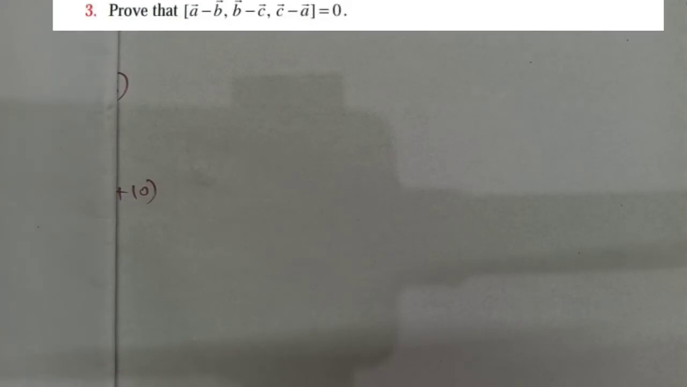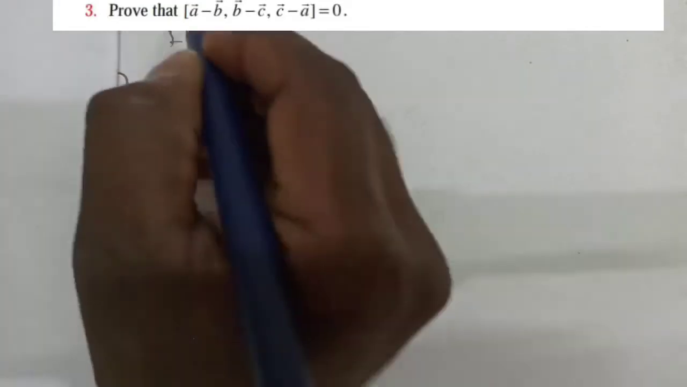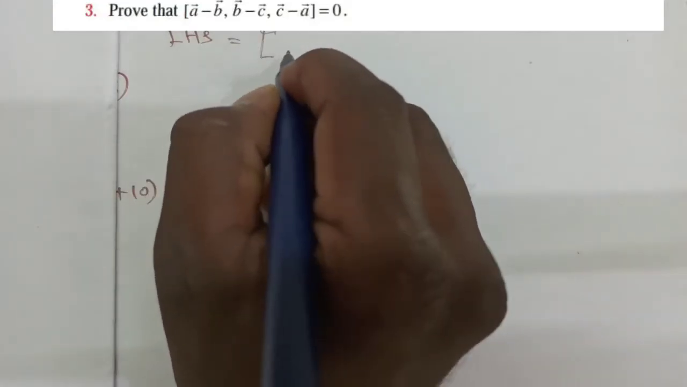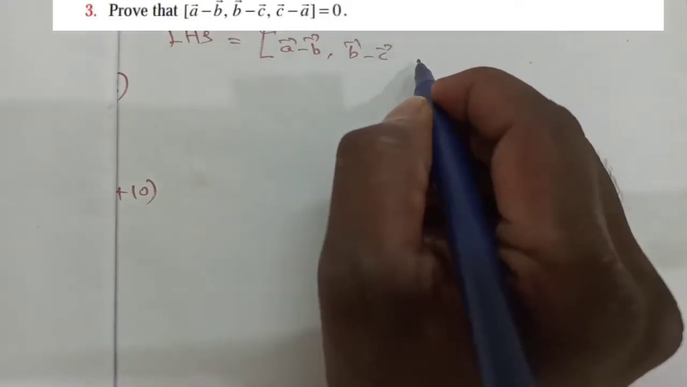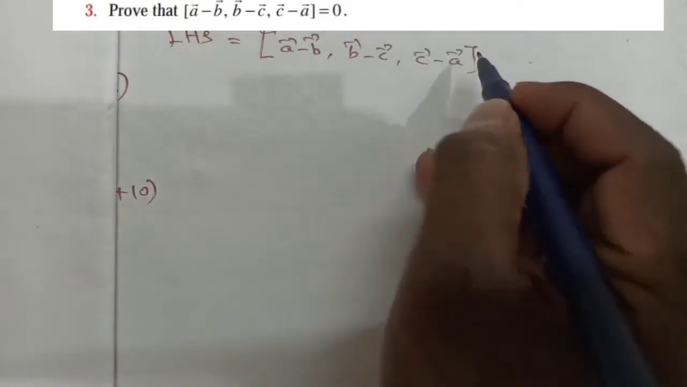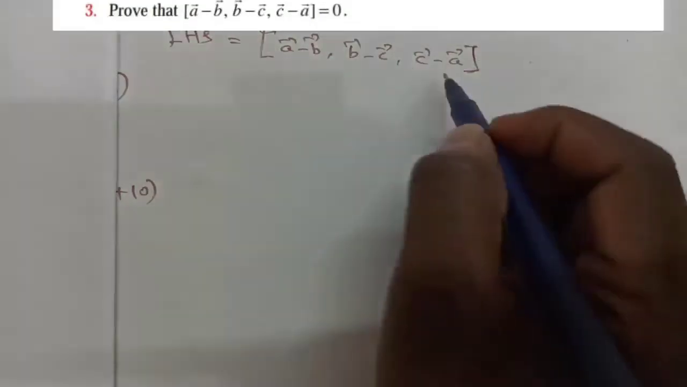Next, question number 3, prove that the result. What is the result? Box product of a vector minus b vector, comma b vector minus c vector, comma c vector minus a vector is equal to 0. So already you have proved the same type of problem. So here also we will take LHS, left hand side, to prove this one. We take LHS, that is box product of a vector minus b vector, comma b vector minus c vector, comma c vector minus a vector. Okay, this is nothing but the box product is nothing but the scalar triple product.